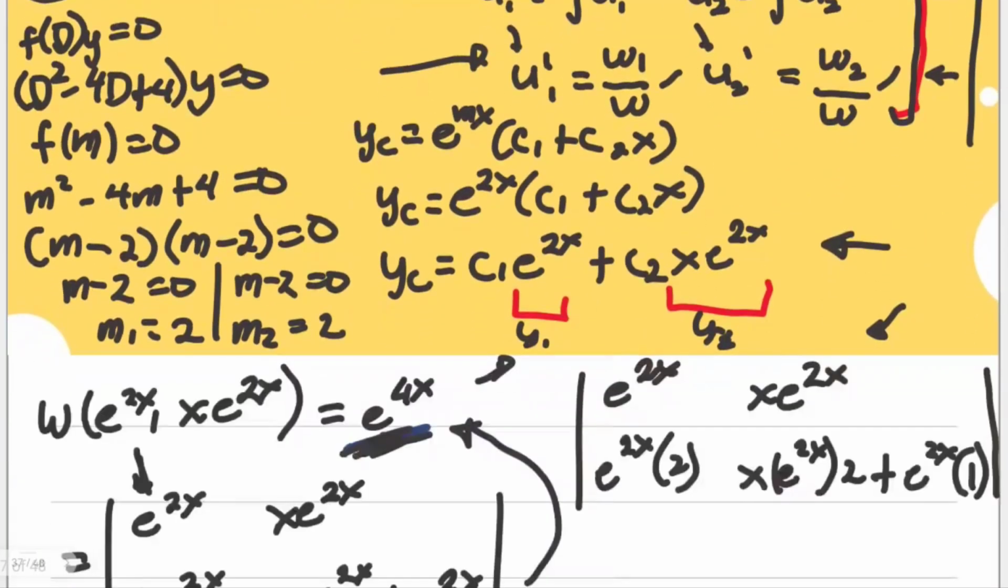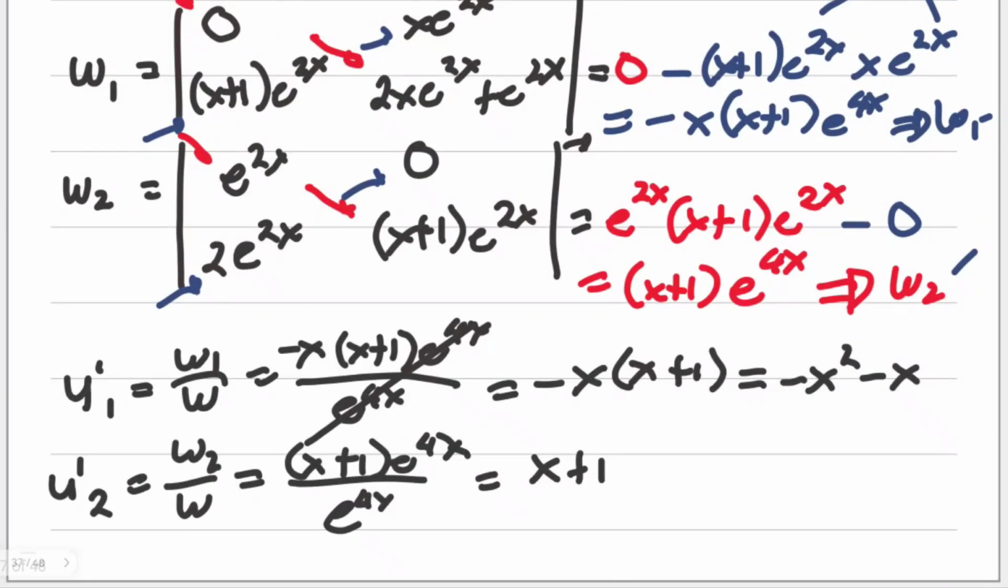So I might be moving on to the next page. Take note of this too. Let me have this next page. Our u prime of 1 is actually negative x squared minus x. I will be checking that later. U prime of 2 is x plus 1.